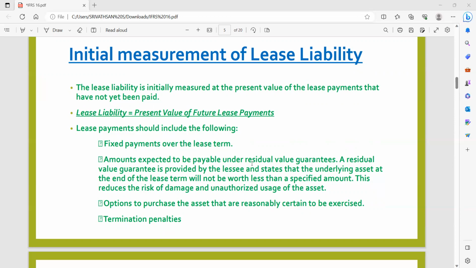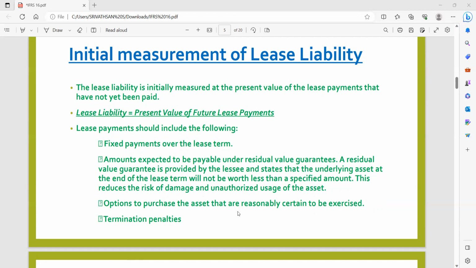And amounts expected to be payable under residual value guarantees. You are the lessee, and as a lessee, you're providing an assurance or a guarantee to the lessor that at the end of the lease term, the value of the asset will not be lower than, let's say, 15,000. The value of the asset will not be lower than, say, 20,000. So you are providing an assurance or a guarantee to the lessor that the asset will have some value at the end of the lease term. So if you are providing such a guarantee or an assurance to the lessor, that amount should also be a part of this lease payments.